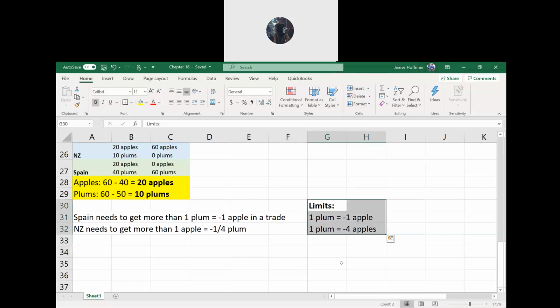All right. Well, the answer to part D is here are the limits. One plum equals minus one apple, and one plum equals minus four apples. So the trade has to be again in between those, the upper of four and the lower of one. Okay. So there we go.